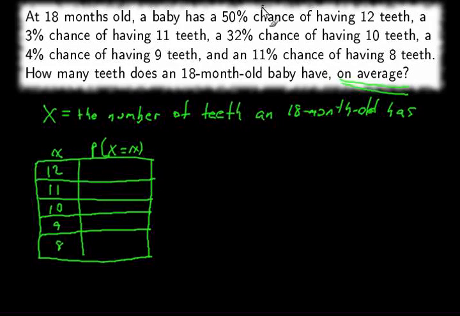And the probabilities are 50% chance of 12, so that's 0.5. 3% chance of 11, 0.03. 32% chance of 10, so 0.32. 4% chance of 9 teeth, 0.04. And 11% chance of having 8 teeth.